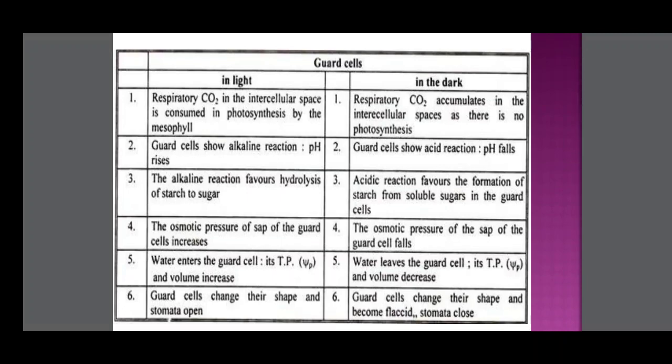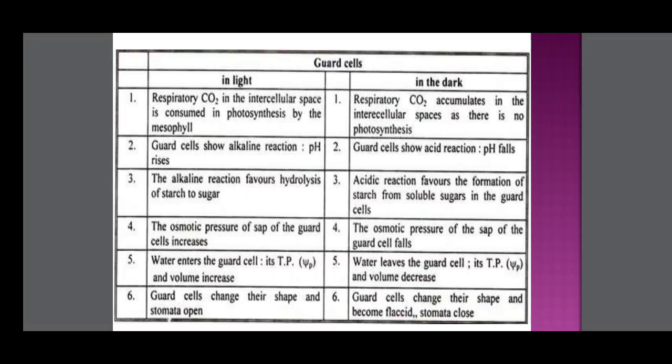In light, respiratory carbon dioxide in the intercellular space is consumed in photosynthesis by the mesophyll. In the dark, respiratory carbon dioxide accumulates in the intercellular space as there is no photosynthesis. Guard cells show an alkaline reaction and pH rises. Guard cells show an acid reaction and pH falls. The alkaline reaction favors hydrolysis of starch to sugar in the light phase. The acid reaction favors formation of starch from soluble sugars in the guard cell in the dark.